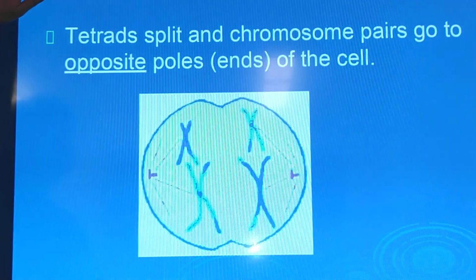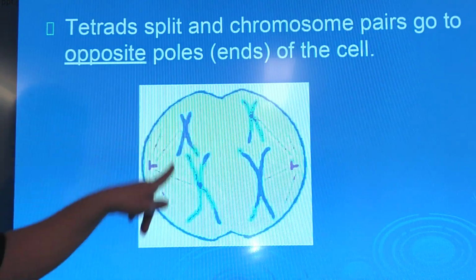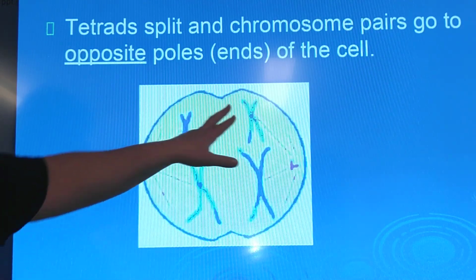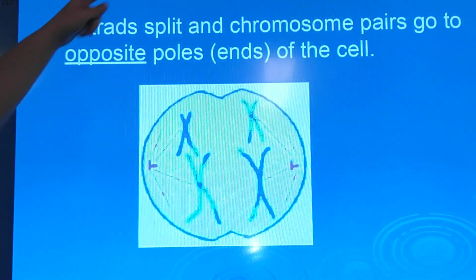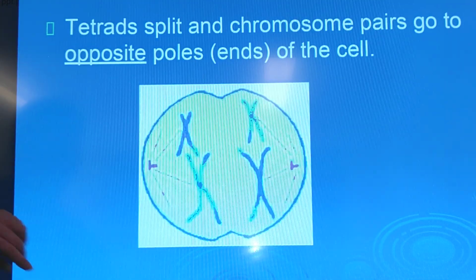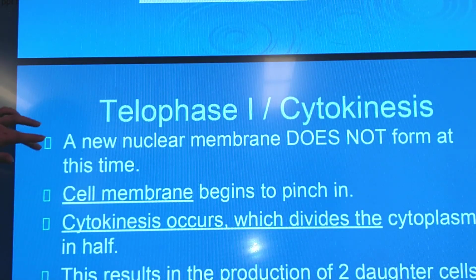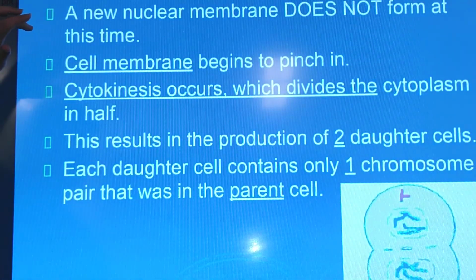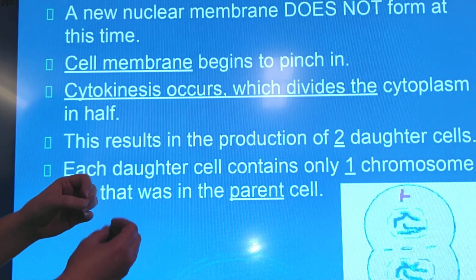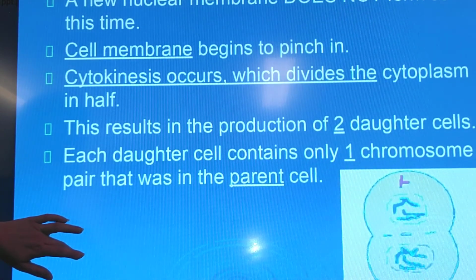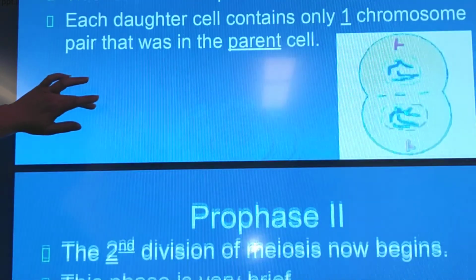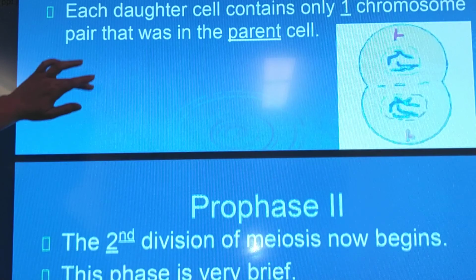In anaphase 1, the tetrads split apart. They still keep their little X's. They still have sister chromatids held together at their centromeres. Sister chromatids are still together, but the homologous pairs pull apart to the opposite ends of the cell. And then we have telophase. Telophase is where it starts pinching in two. The cell membrane begins to pinch in. Cytokinesis occurs, which divides the cytoplasm. This results in the production of two daughter cells. Each daughter cell now contains one chromosome from each pair that was in the parent cell. So now we have one of each chromosome.